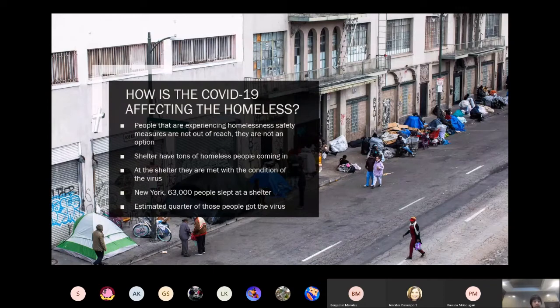To give you an example of this, in New York, 63,000 people went to a shelter in one day. 25% of those people walked away with the virus. Another quarter of that 25% unfortunately died.